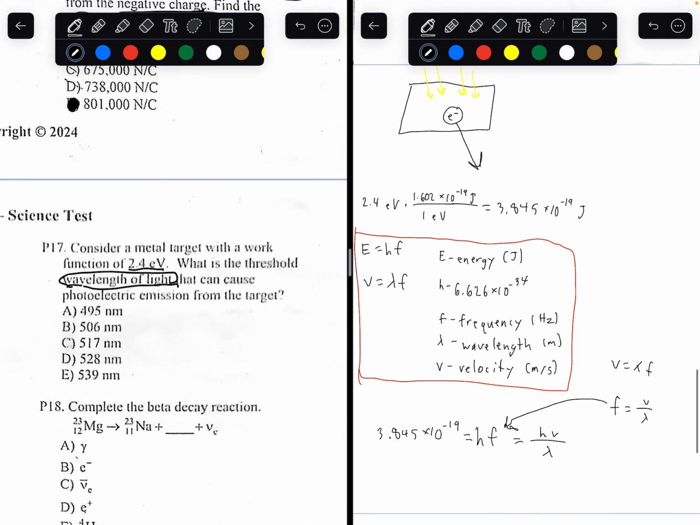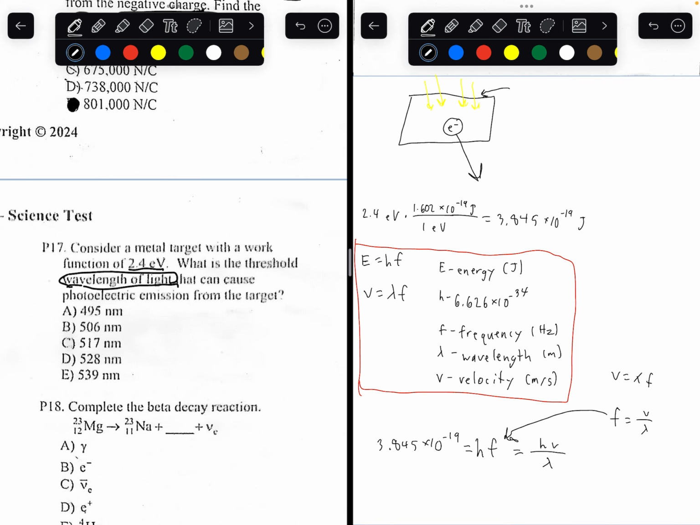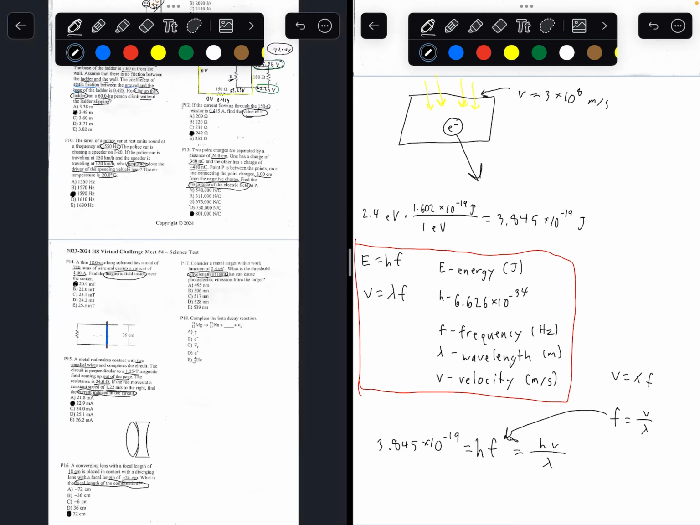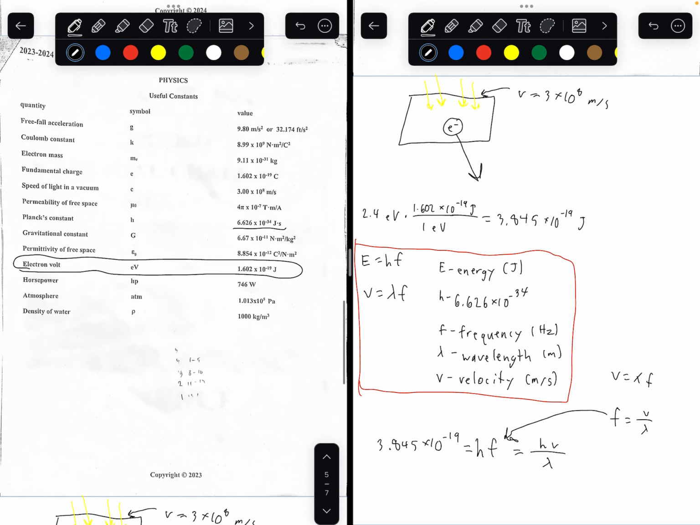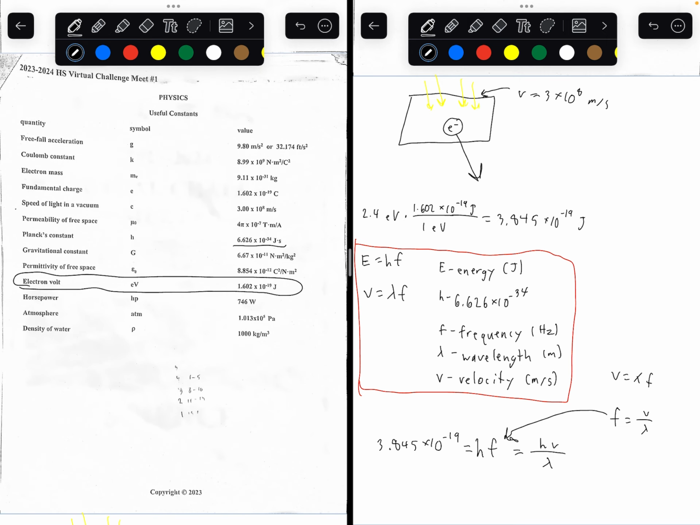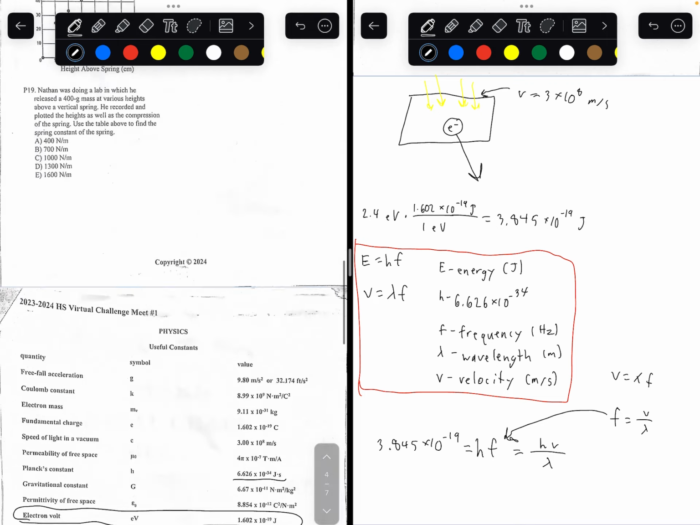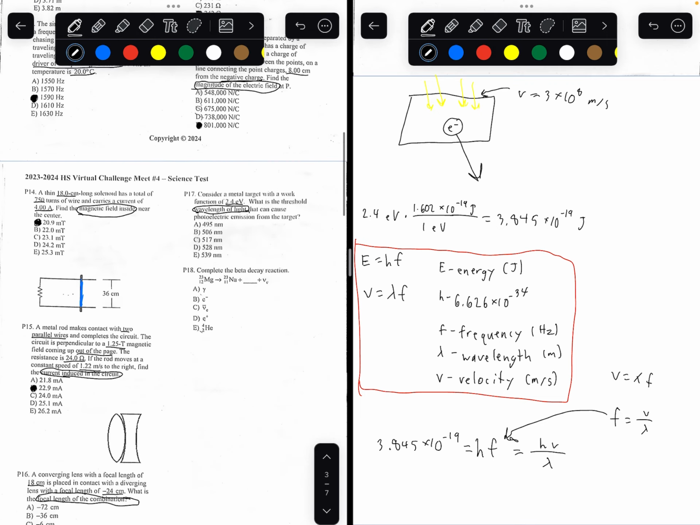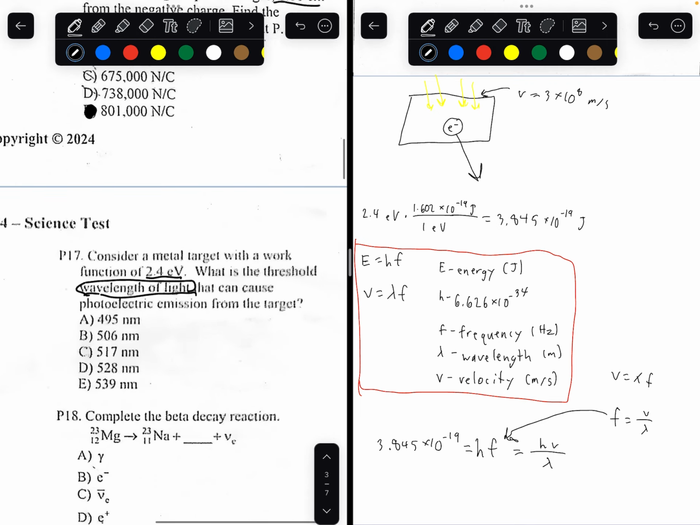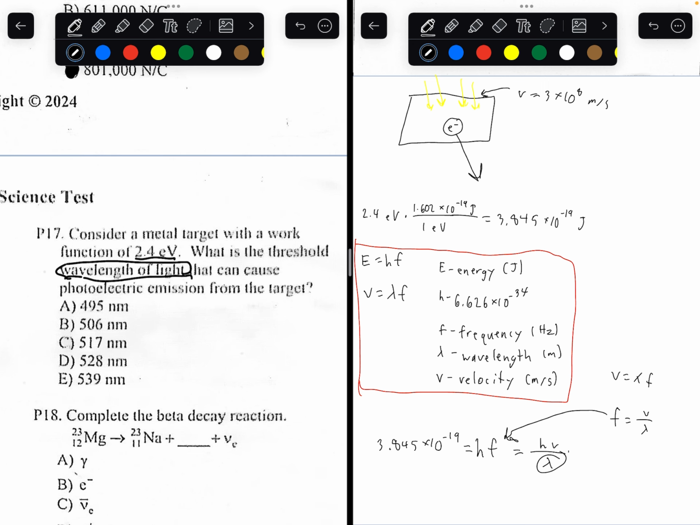Now, a key thing to realize is that these are light rays. They go at the speed of light. So the velocity of the light is 3 times 10 to the power of 8 meters per second. I think that's a given constant. Yeah, speed of light in a vacuum. So the speed of light is 3 times 10 to the power of 8. And we're trying to find wavelength here. So we have everything we need to know now.